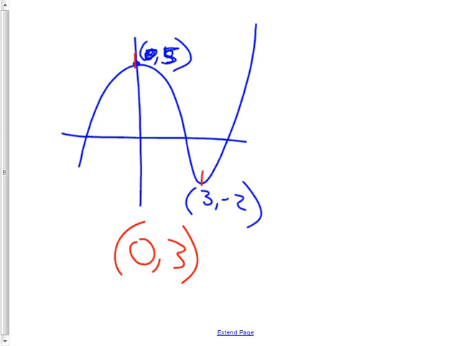How about where is it increasing, from here to what? To infinity. And it's not up infinity, it's that way infinity. Okay, so it's from 3 to infinity that it's also increasing.